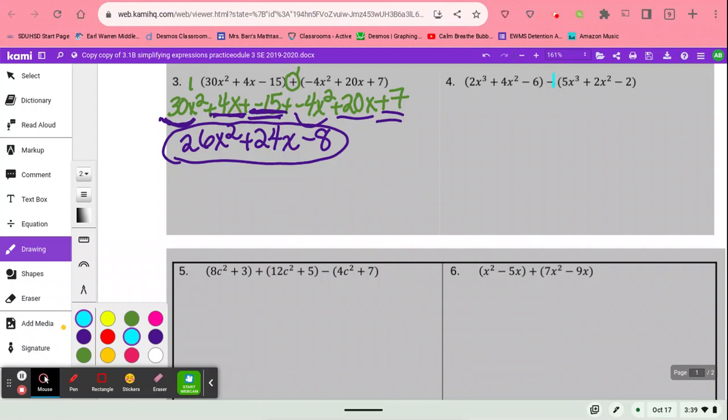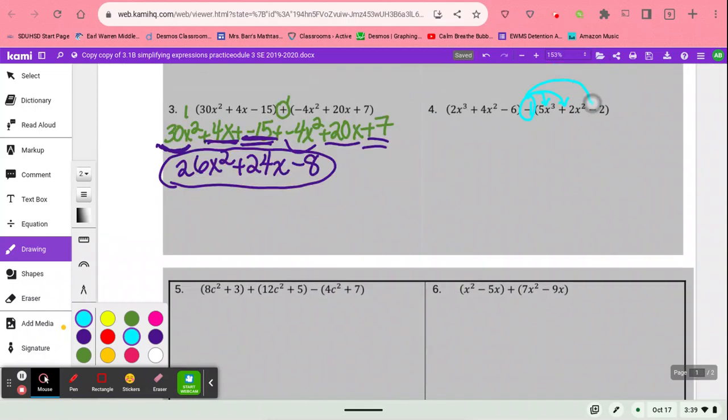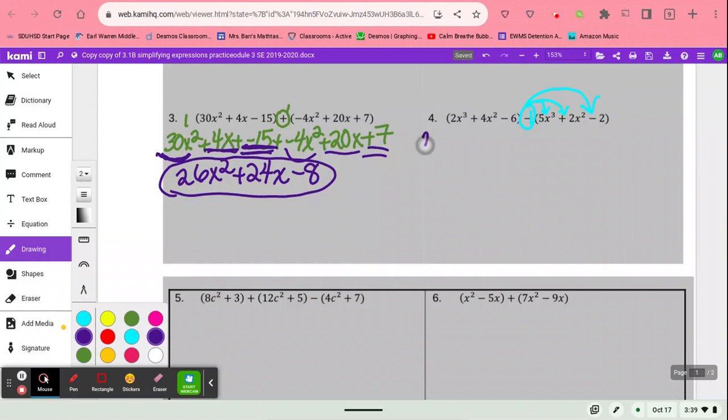The next one, notice it is a negative, so you can think about it as a negative 1 getting multiplied to all the terms inside here. So when we do that, we'll end up with 2x cubed plus 4x squared plus negative 6 plus negative 1 times 5x cubed is negative 5x cubed. Negative 1 times positive 2x squared is negative 2x squared. And negative 1 times negative 2 is going to get me a positive 2.